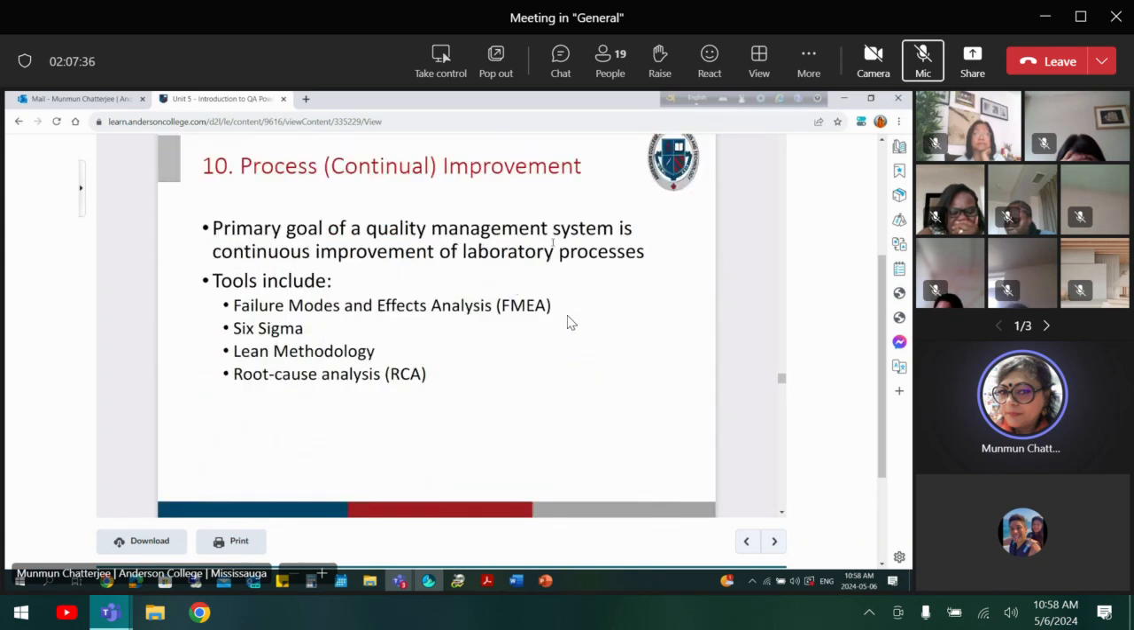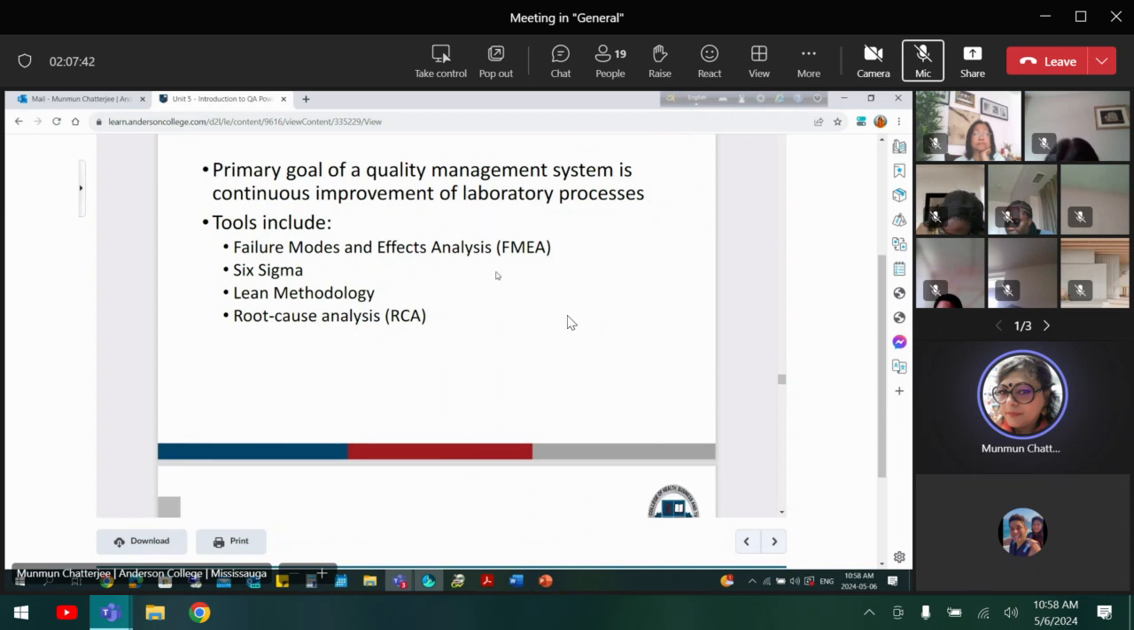The primary goal of a quality management system is continuous improvement of laboratory processes. Tools include failure modes and effects analysis (FMEA), Six Sigma, lean methodology, and root cause analysis. These are the different tools they use to check improvement.